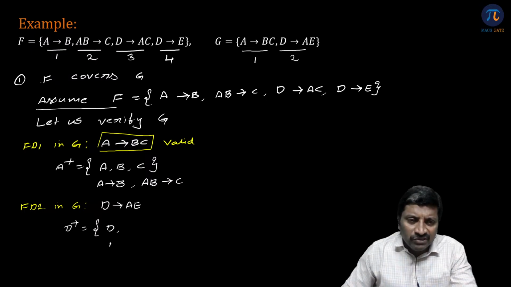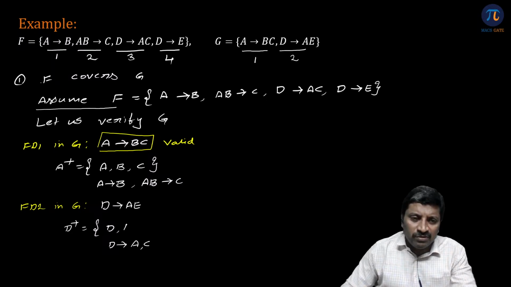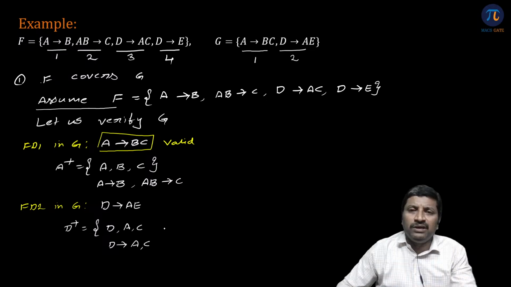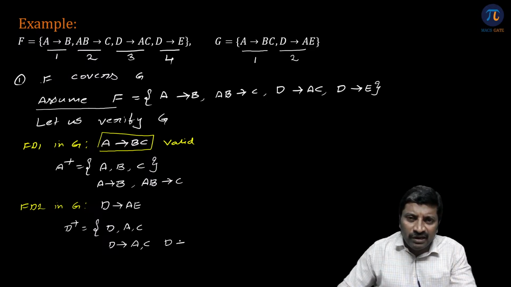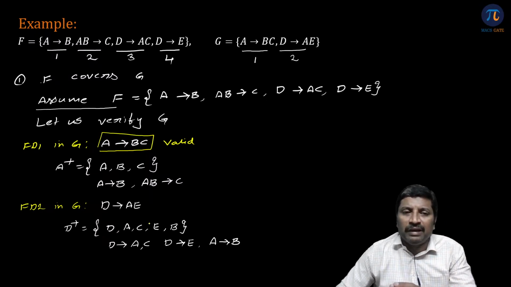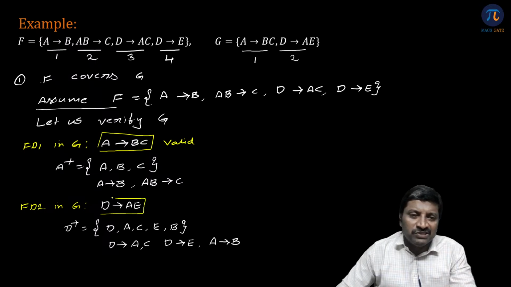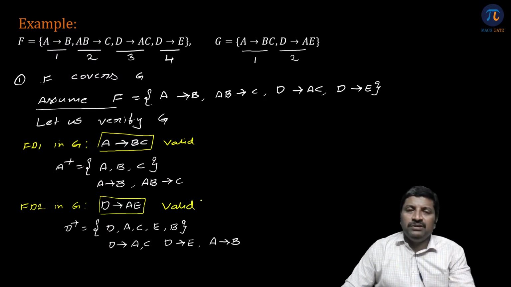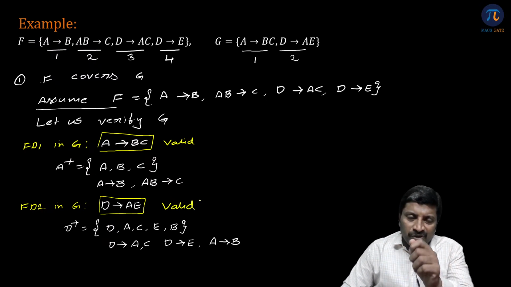Anything else? With D, I can get A, C. That is a functional dependency we have, so you can write AC. Then anything else, sir? Yes, with D, I can get E also. Then with A, I can get B also. So with the help of D, I can get all the attributes. Whenever we are able to get all the attributes, we can say D implies A and D implies E is valid. So we got all the FDs of G by using F.